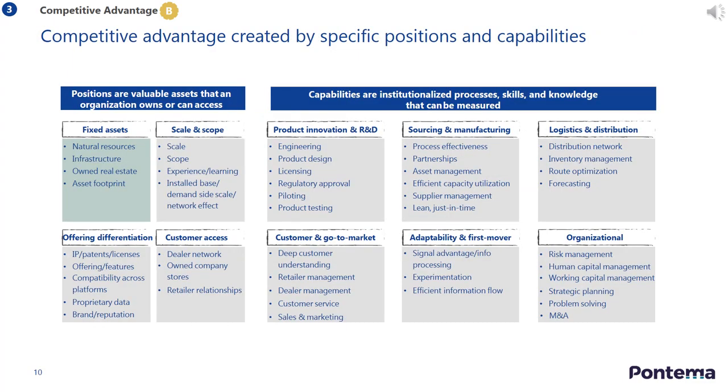Competitive advantage can be created by specific positions and capabilities. Positions are valuable assets that a firm owns or can access, such as natural resources, intellectual property, or real estate. Capabilities are institutionalized processes, skills, and knowledge, such as product innovation, a distribution network, or customer understanding. The slide shows examples of competitive advantages. Which ones might apply to your own organization?